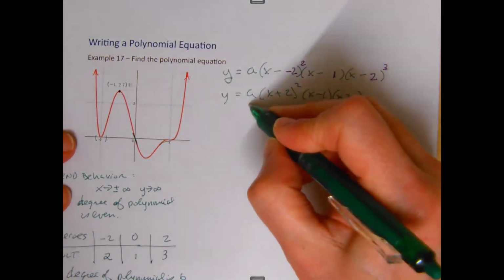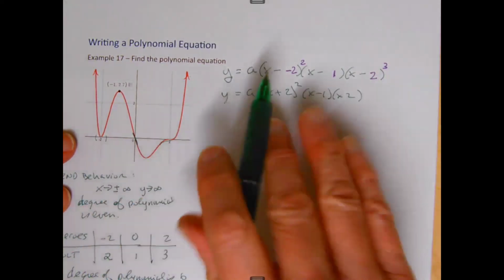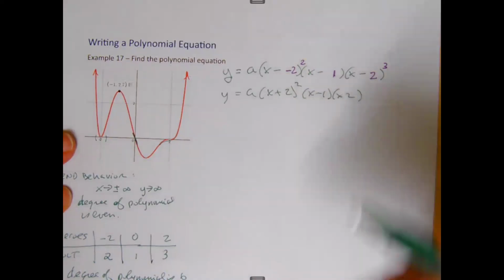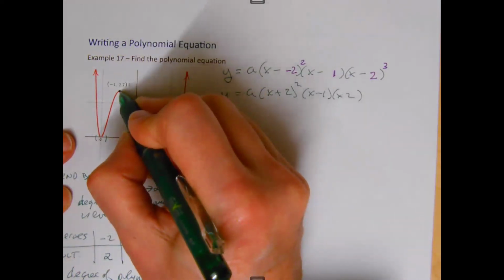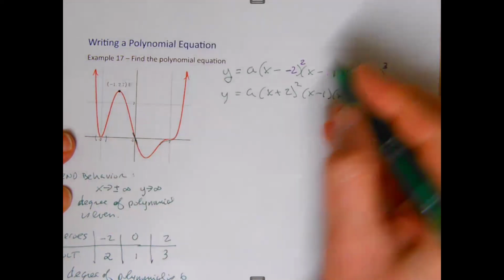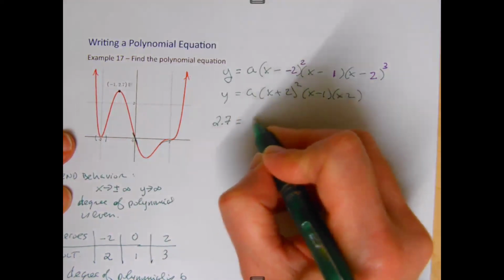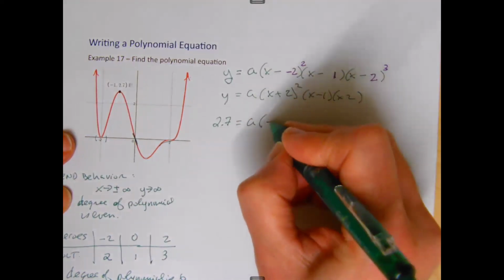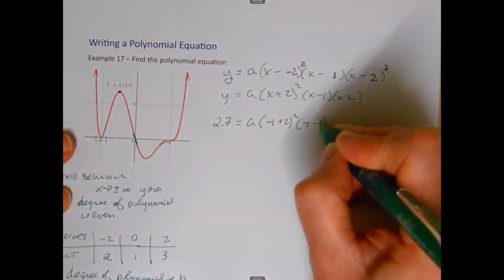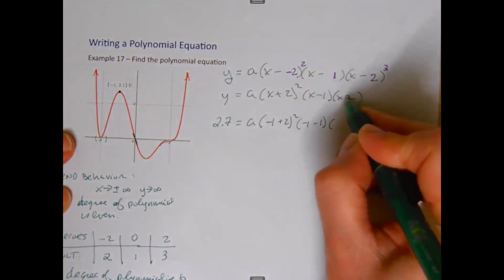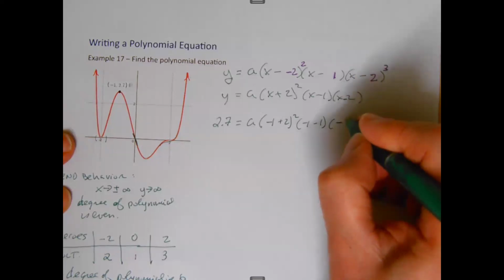Now, the last thing is, how do I find the value of a? Well, notice I've used the zeros already to write what I have so far. I need one more point that is not one of the zeros. So here I got that there's one more point, -1, 2.7. So I'm going to enter that. I know that y is equal to 2.7 when x is equal to -1. So I enter -1 where I see an x.